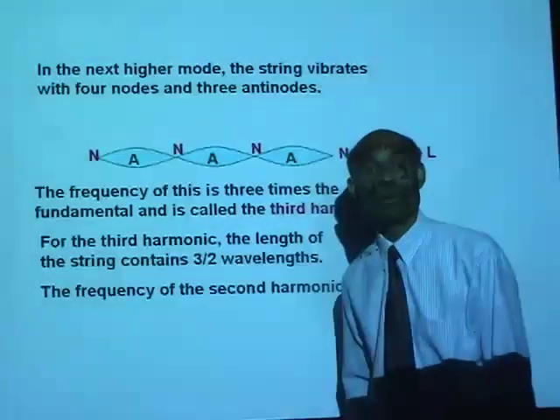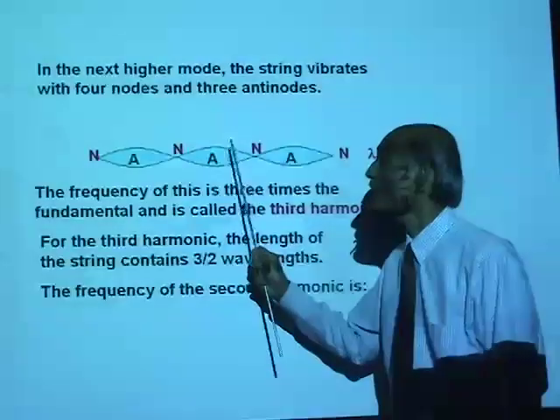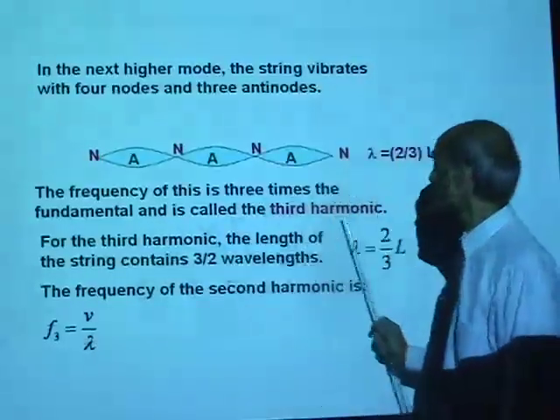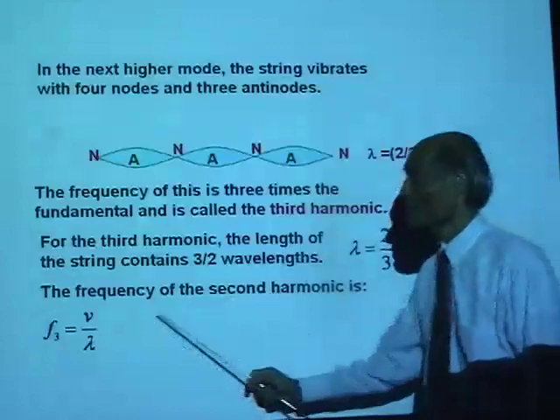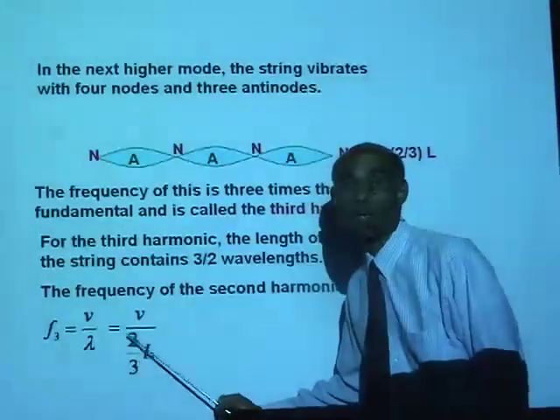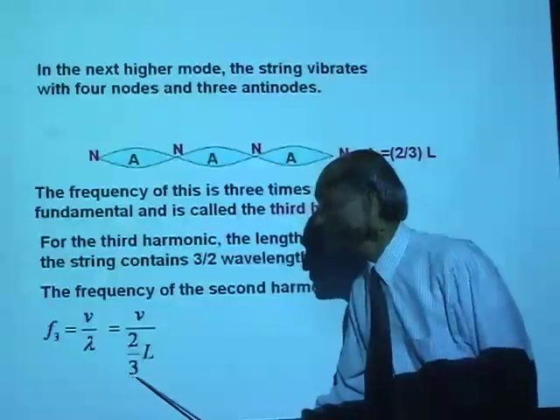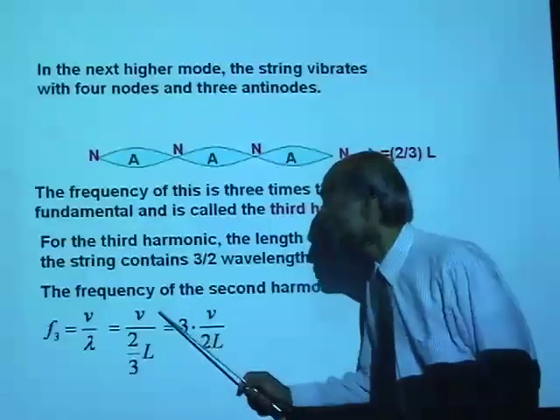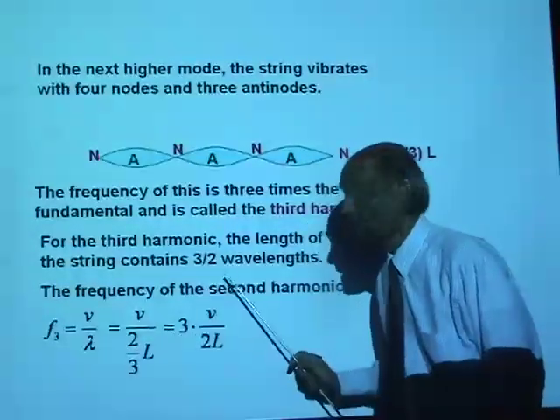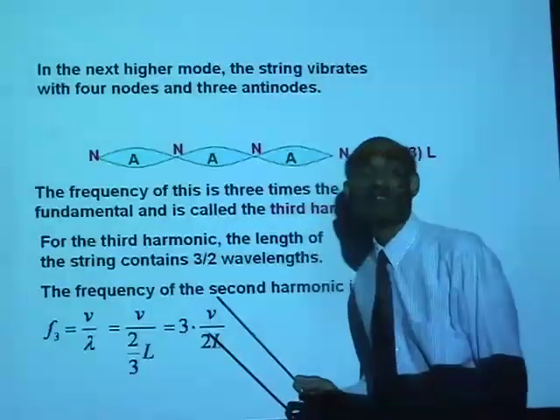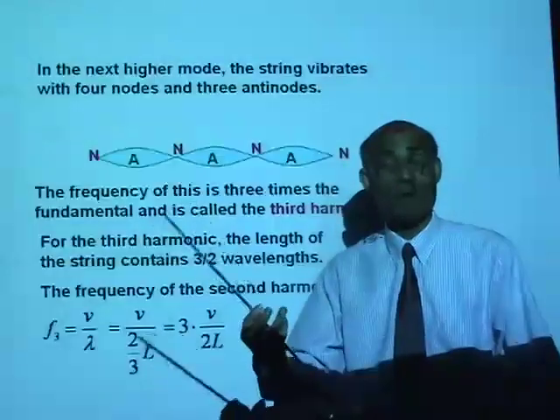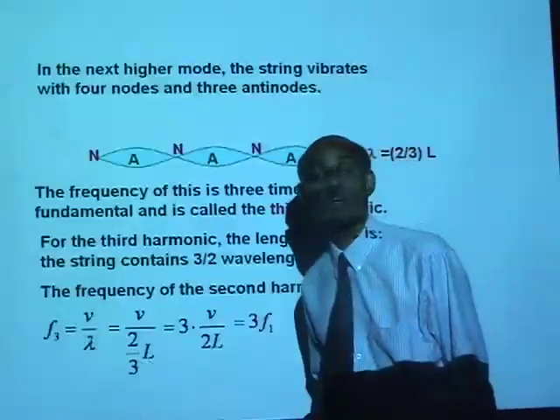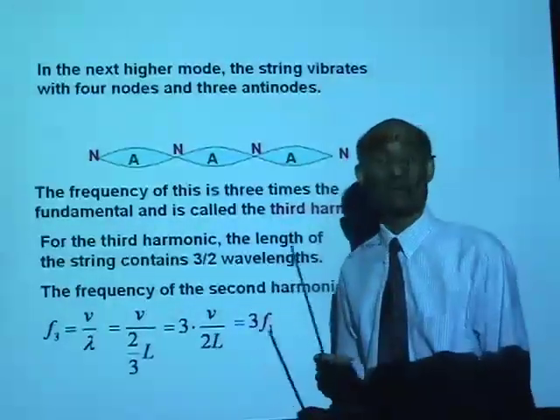All right, so what is the equation for the frequency of the third harmonic? f3 equal to v over lambda, and lambda equal to 2/3 of L. So replace lambda by 2/3 of L. Now, this can be written as 3 will go up, is that right? That will be 3 times v over 2L. I hope you understand that. And what is v over 2L? v over 2L is the frequency of the fundamental. So that will be 3 times f1. The frequency of the third harmonic is 3 times the fundamental.